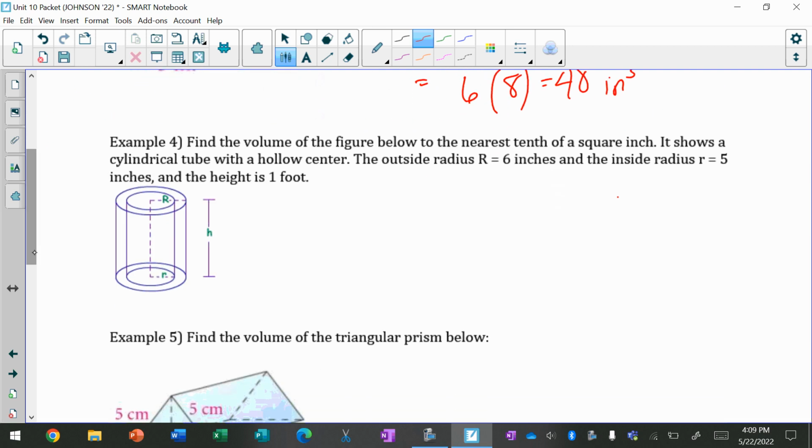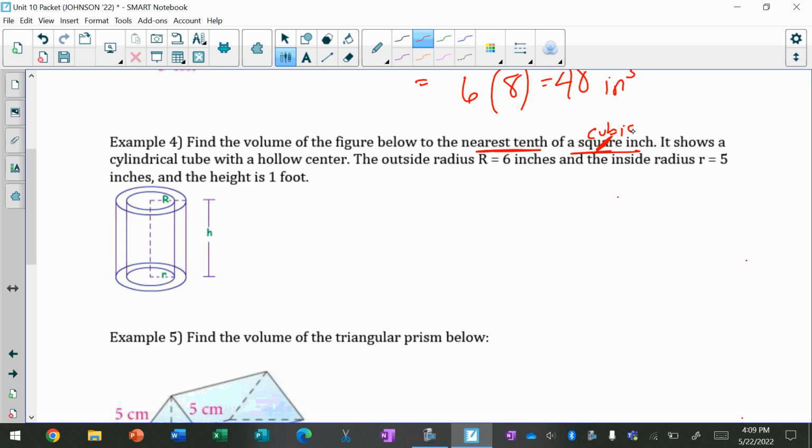Number 4. Find the volume of the figure below to the nearest tenth of a square inch. All right. It should be not square inch, it should be cubic inch. That's a typo because we're talking about volume.